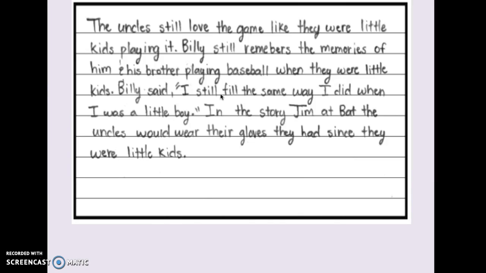The uncles still love the game like they were little kids playing it. Billy still remembers the memories of him and his brother playing baseball when they were little kids. Billy said, I still feel the same way I did when I was a little boy. In the story, Jim at Bat, the uncles would wear their gloves they had since they were little kids.